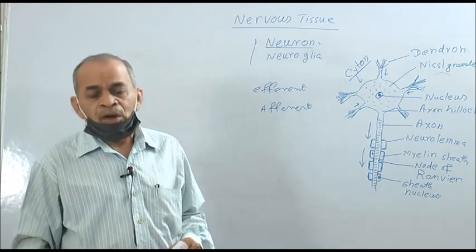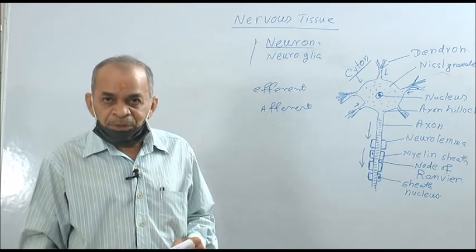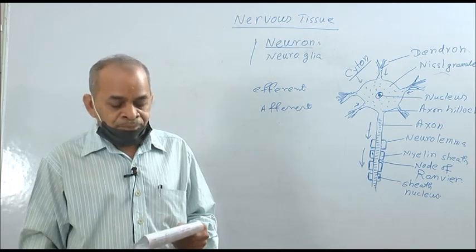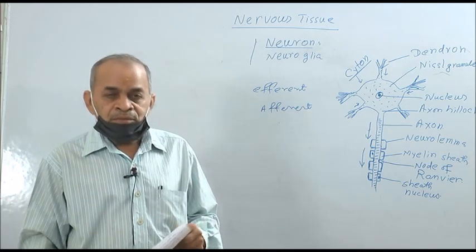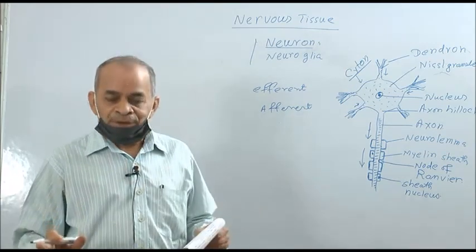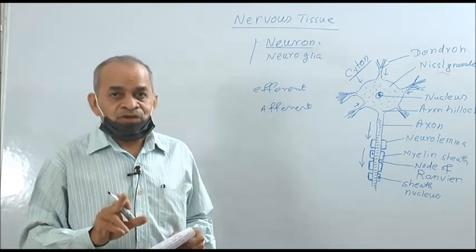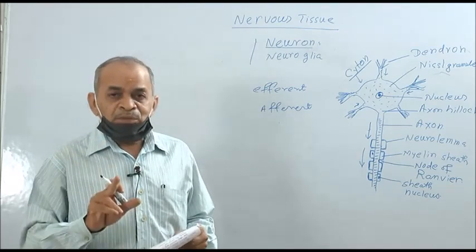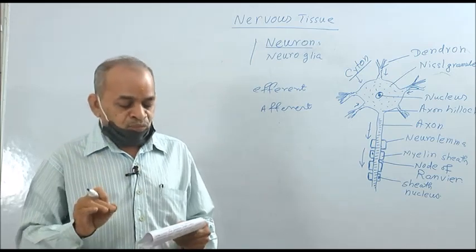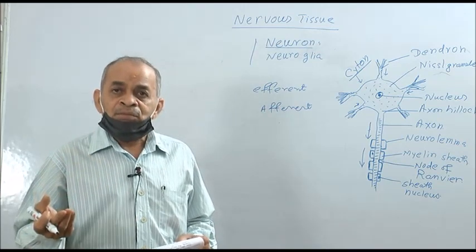Basing on the number of fibers, the neuron may be apolar, unipolar, bipolar, multipolar. Apolar means no fiber. Unipolar means a single fiber, that is the axon. Bipolar means 2 fibers, 1 axon, 1 dendron. Multipolar means 1 axon and the rest are dendrons.